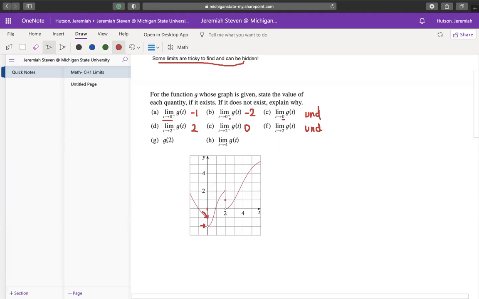Okay, so g of 2. This was a little tricky for me too when I first started, but g of 2, that's just the value that's on the graph. So where is the value g of 2? Well, we know the open circles, it's not there, but this filled in circle, that's actually a point. That's actually part of the, I don't want to say a line, but it's the point of g of 2. So that's going to be 1.